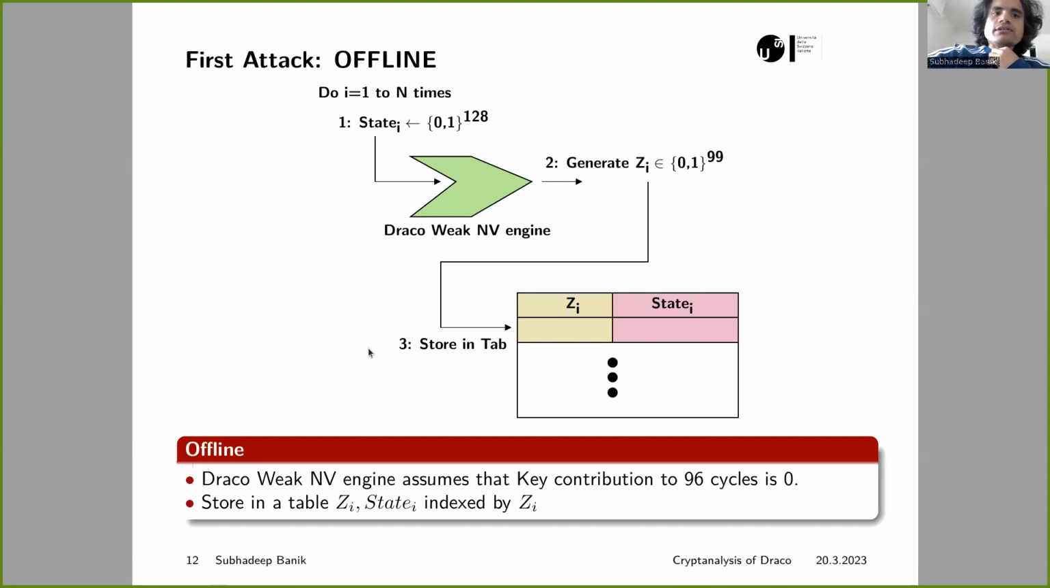So the idea is as follows. In the offline stage, we try to create tables assuming that the stream cipher is already in this weak algebraically compromised state. So we generate random 128-bit states, generate the 99 key stream bits that does not require any involvement of the key. And then we store it in an offline table, indexed by the key stream vector, of course, so that it is easy to search.